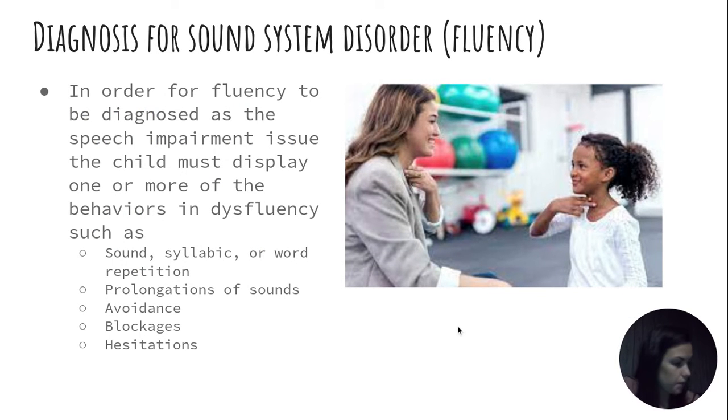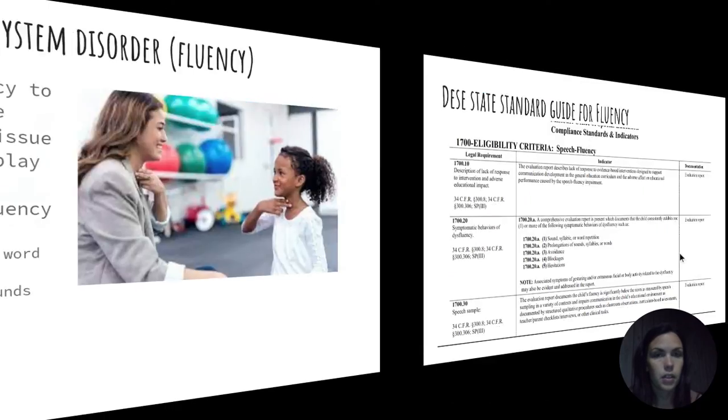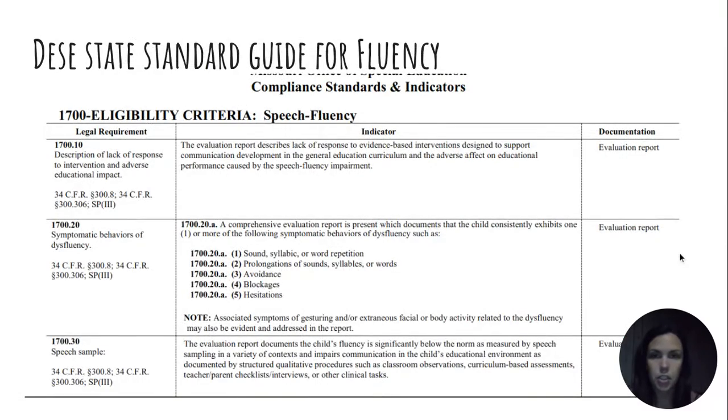So the diagnosis for fluency. In order for fluency to be diagnosed as the speech impairment issue, the child must display one or more of the behaviors in disfluency, such as sound, syllable, or word repetition, prolongation of sounds, avoidance, blockages, hesitations. Gestures can also be addressed, and if any of these are affecting the student's communication and hindering their education, they may qualify for speech services. Here is a little screenshot of the State Standard Guide for Fluency.